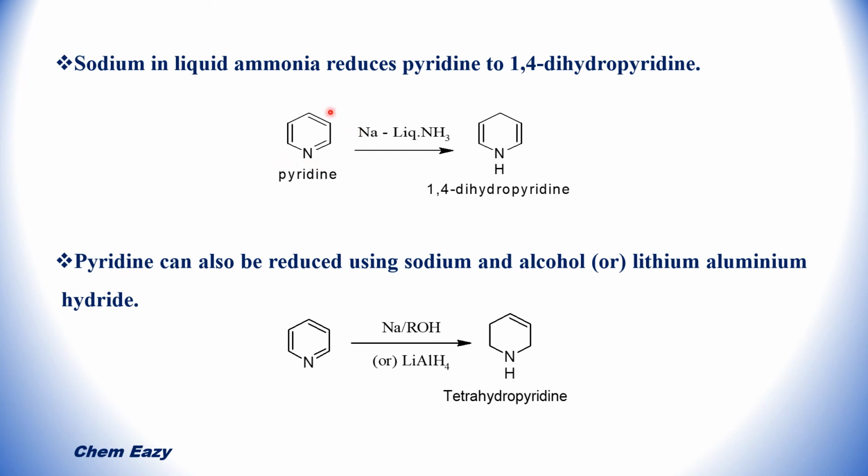Whenever pyridine is reduced with sodium in liquid ammonia, it produces 1,4-dihydropyridine. Pyridine can also be reduced using sodium and alcohol, or with lithium aluminum hydride, which produces tetrahydropyridine as a reduction product.